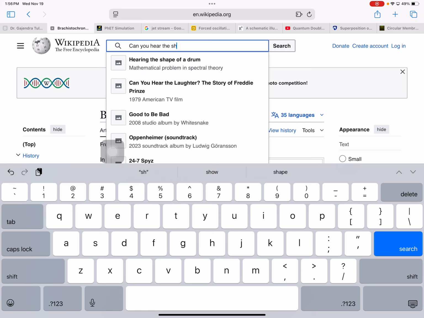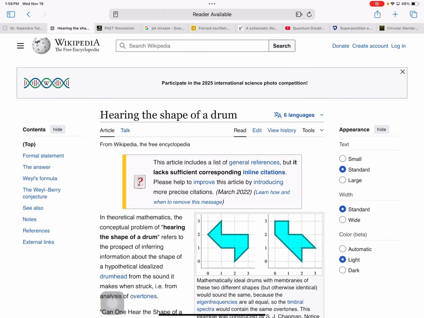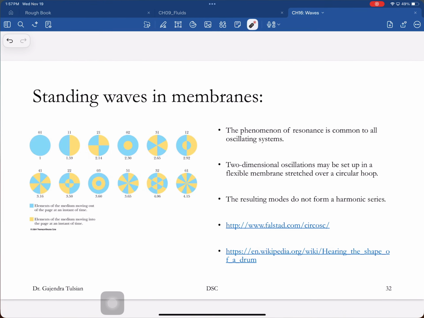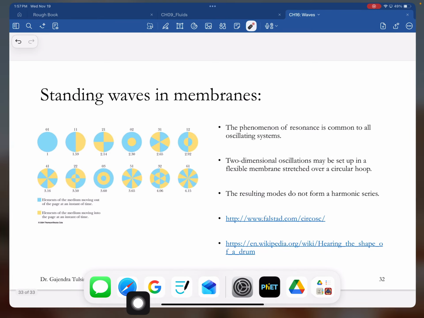So here's a famous problem. The question was, from the music that you hear, can you tell the shape of the drum? And the way you solve this problem is you find out what are the frequencies at which it can vibrate. So these are eigenfrequencies, if you want. These are the eigenfrequencies of the drum head.